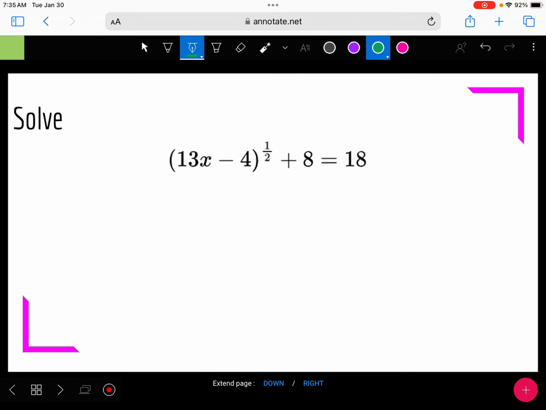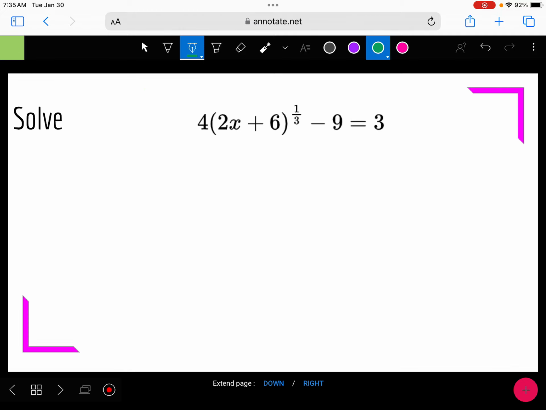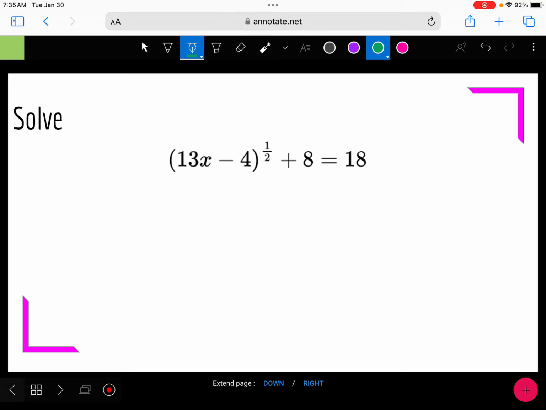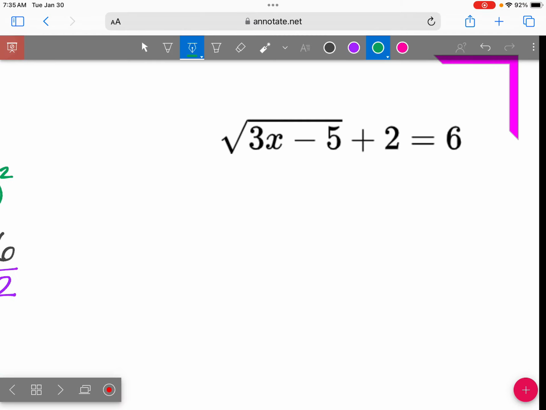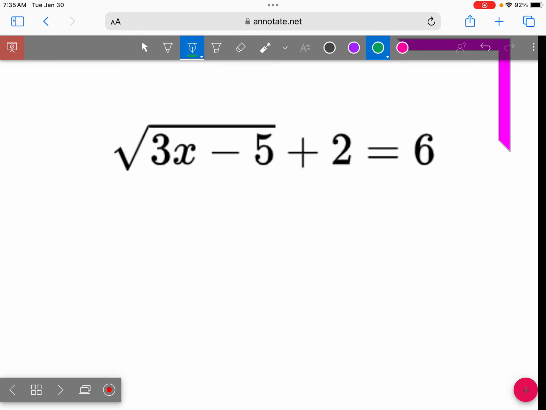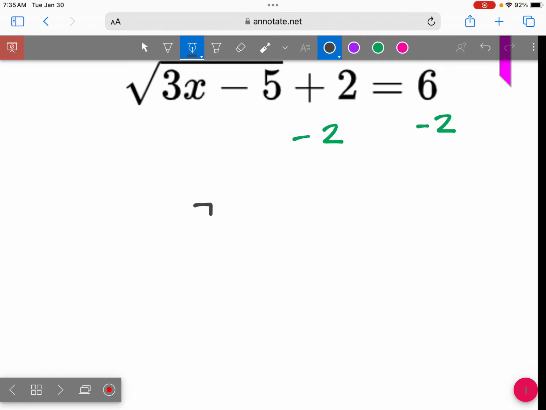Okay, so we've got another one up here. I don't know that I gave us one that wouldn't check right. Let's see. So our first step is to isolate my absolute value. What do we need to do first? Subtract the 2. And we're left with our square root of 3x minus 5 equals 6 minus 2 gives us 4.